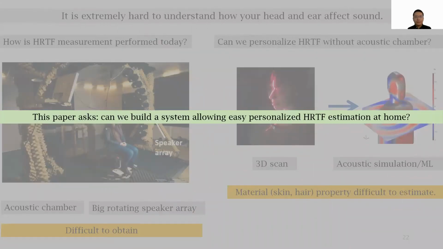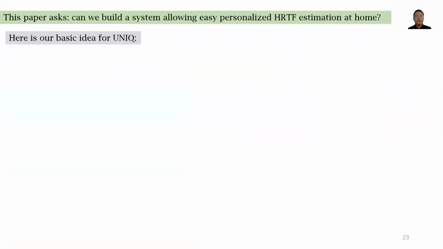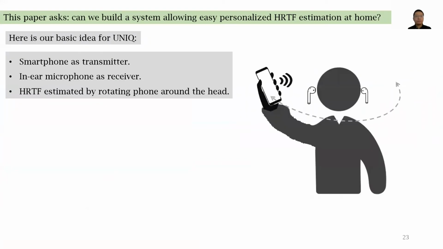So this paper asks, can we build a system that allows easy personalized HRTF estimation at home? And we present our system Uniq. Here is the basic idea for Uniq. We will use the smartphone as a transmitter and in-ear microphones as receivers. And HRTF is estimated by asking the user to rotate the phone around the head.